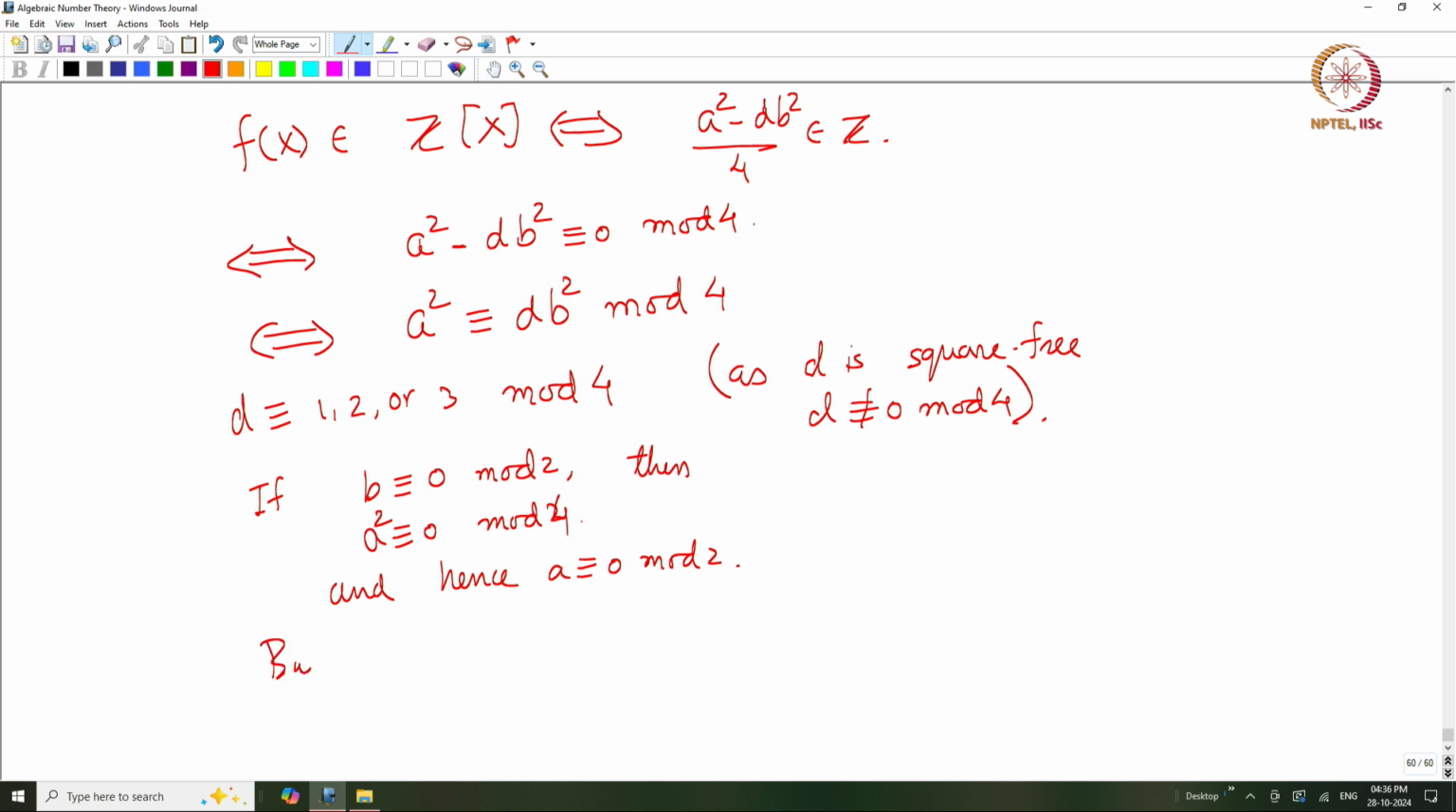But if B, and in this case of course A by 2 plus B by 2 square root of D, this belongs to Z plus Z square root of D.